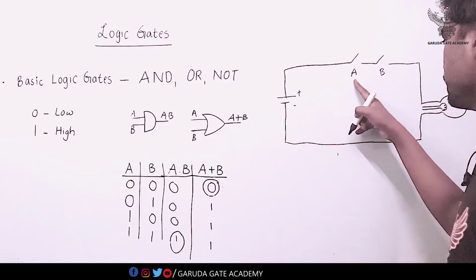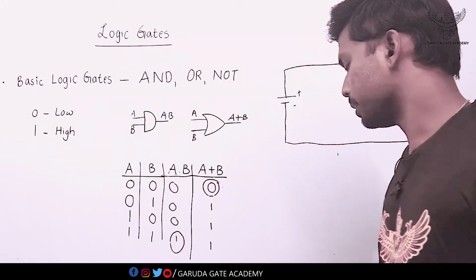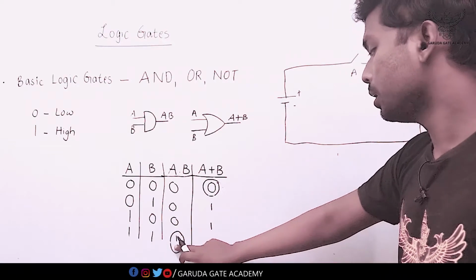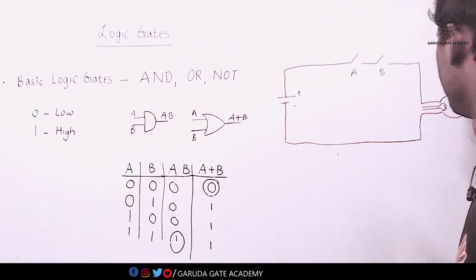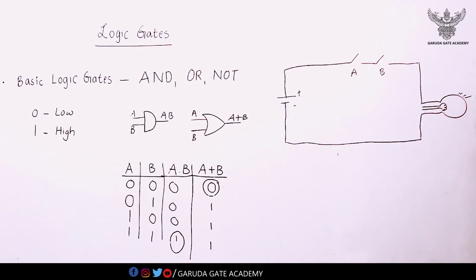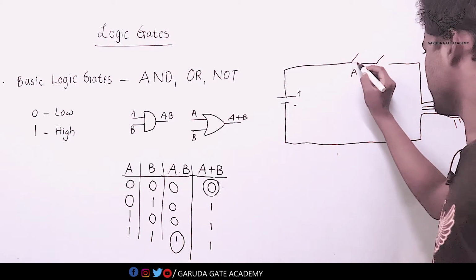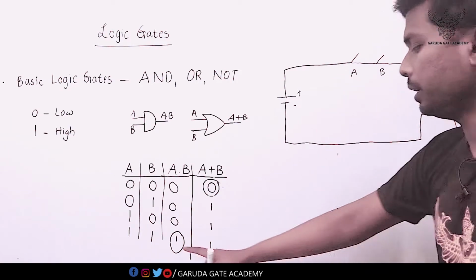These are two switches, A and B. So see here, A and B. If A is on and B is on, only then the output will be 1. In this case, the bulb will glow. That is the meaning. So if this is on and this is on, then the current flows, the bulb glows, and the output will be 1.